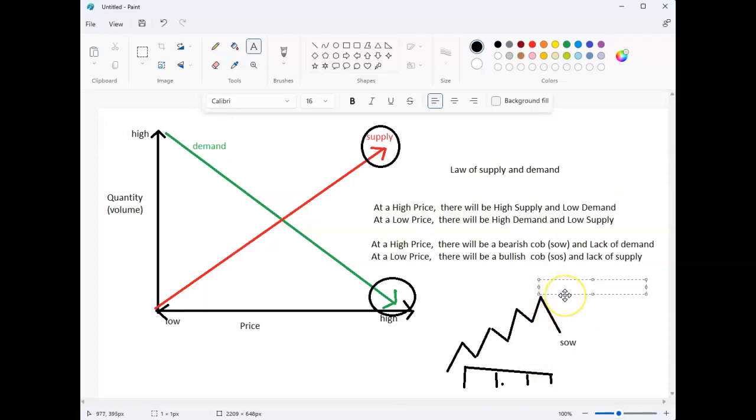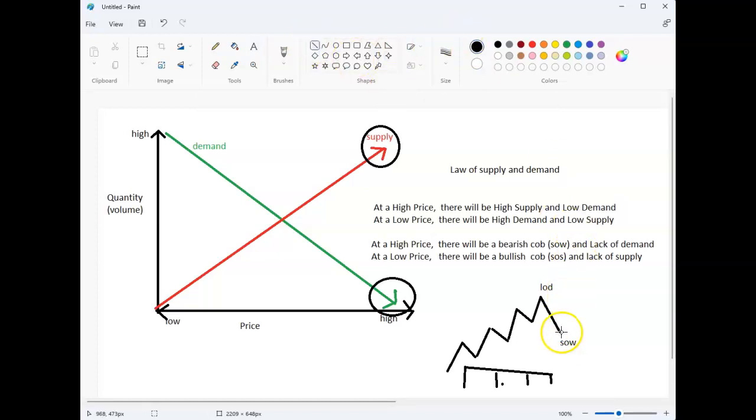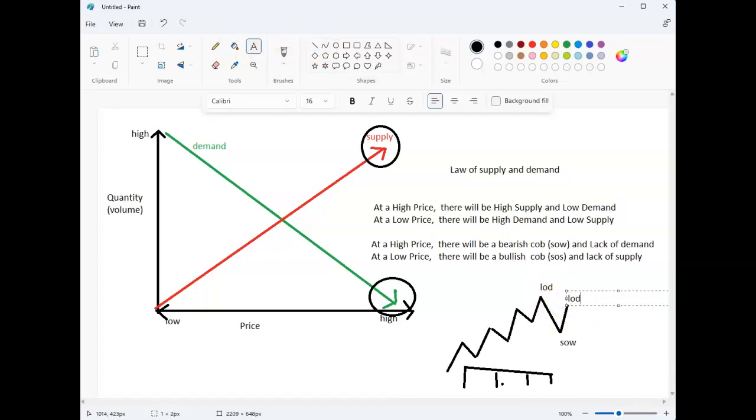And so you have both these elements. You'll have your lack of demand and you have your sign of weakness. Now, here's the thing. You don't know if the lack of demand comes first or the sign of weakness comes first. What happens is, and I'll show you this even today, the lack of demand may come first and then the sign of weakness, or the sign of weakness may come first and then the lack of demand.